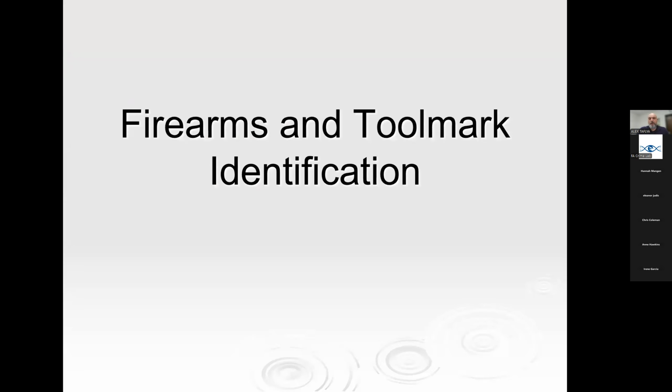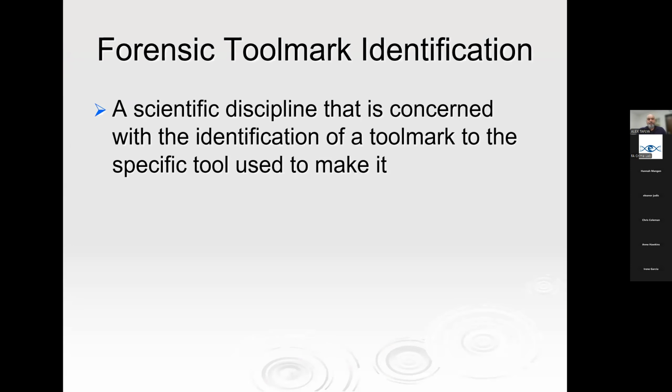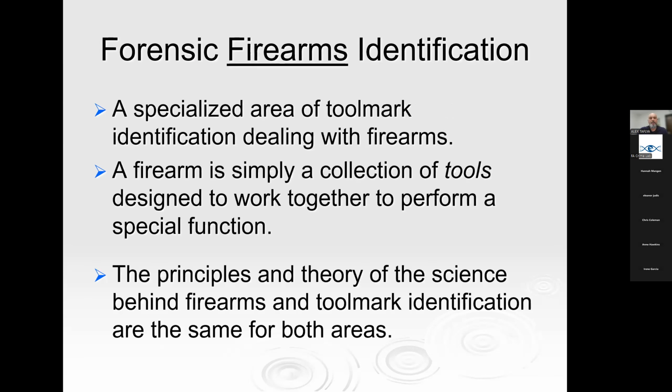So some theories on firearms and tool mark identification. It's a scientific discipline that is concerned with the identification of a tool mark to the specific tool used to make it. Firearms is just a specialized area of tool mark identification, which deals with firearms, which is just a collection of tools designed to work together. The principles and theory of the science behind firearms and tool mark identification are the same for both areas.